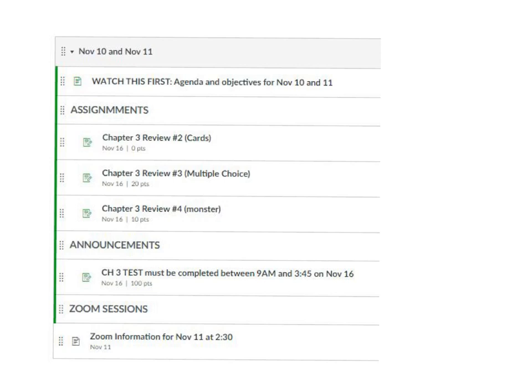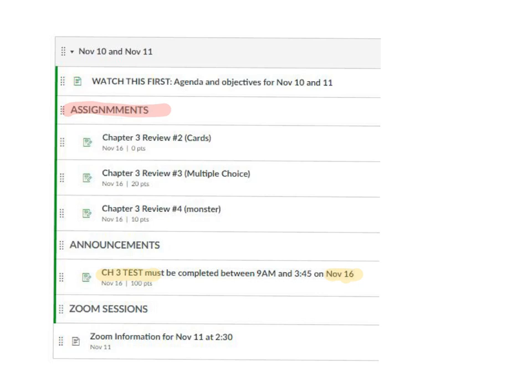Before we get going too far, please note that the Chapter 3 test is going to be on Monday, November 16th. We'll talk more about that in a moment. The objectives for today are really just to review the concepts that we've learned in Chapter 3. And that's what these three assignments are going to take us through.